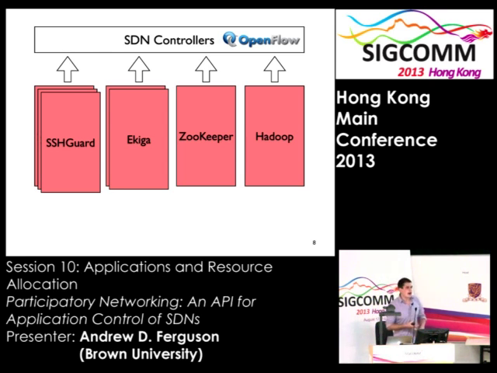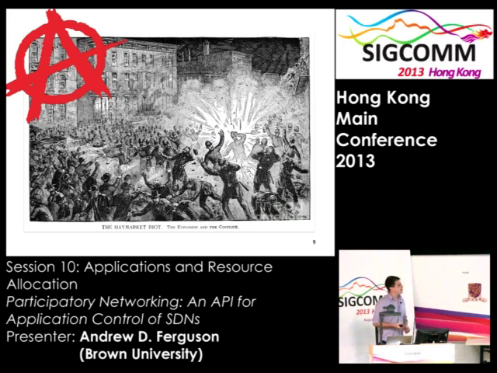Well, maybe instead of that, we could use an SDN controller for each of these applications. However, combining these controllers would be difficult. Each would be running effectively as root, and their decisions would affect one another. This situation sounds like chaos.